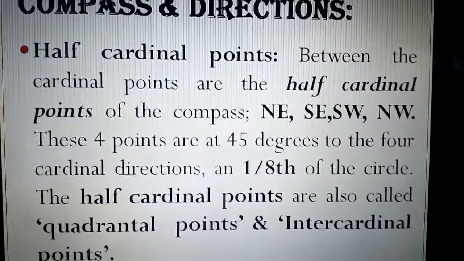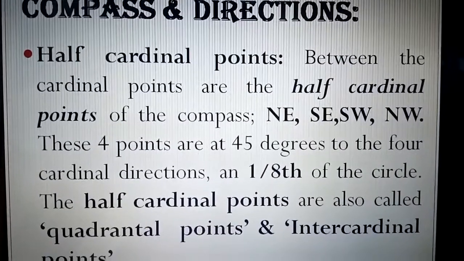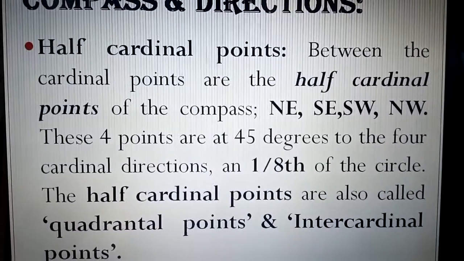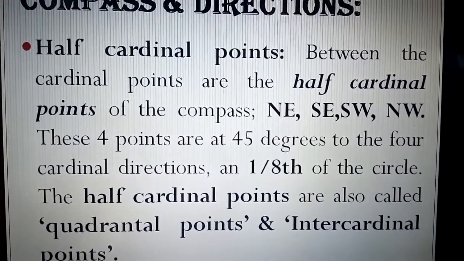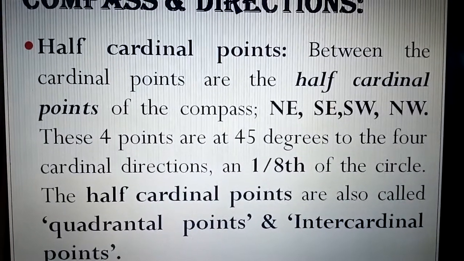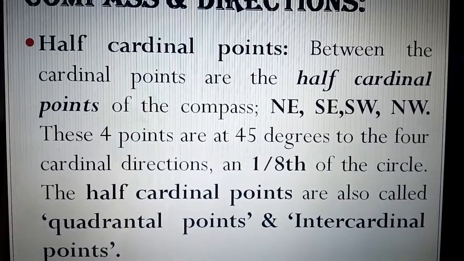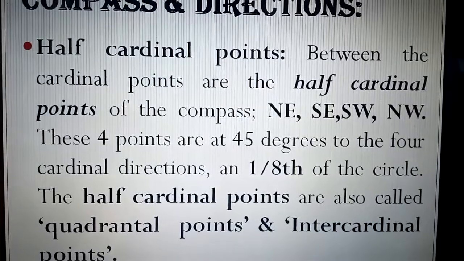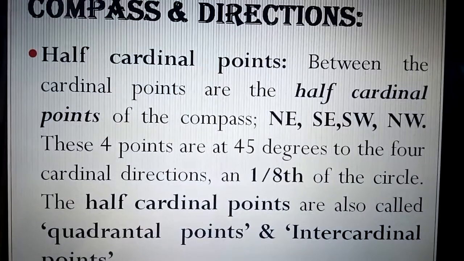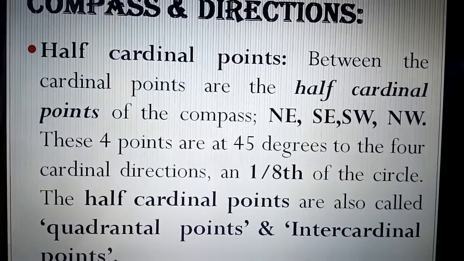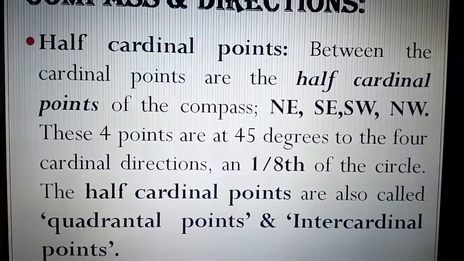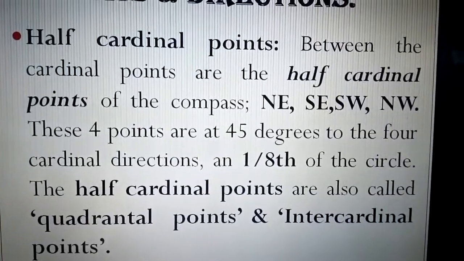Now we will see the next, which is the half cardinal points. What are half cardinal points? They lie between the cardinal points of the compass, like northeast, southeast, southwest and northwest. These four points are at 45 degrees to the four cardinal directions, which is 1/8 of the circle. The half cardinal points are also known as quadrantal points and intercardinal points.